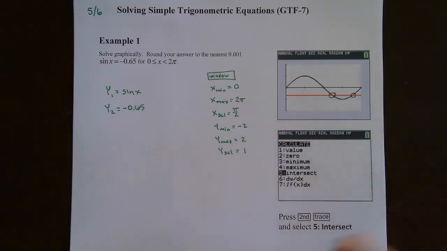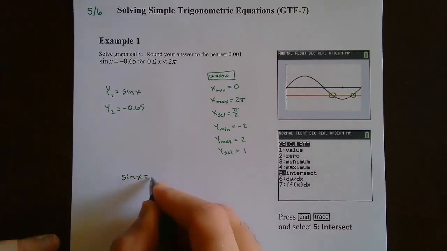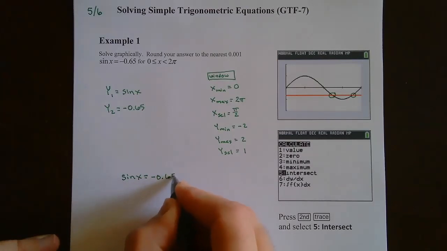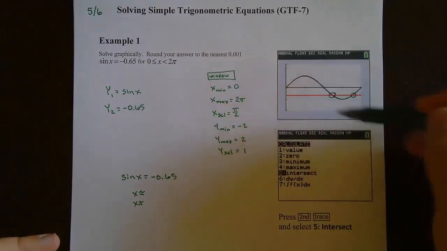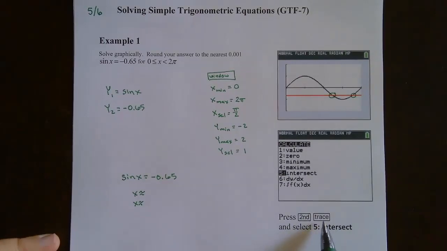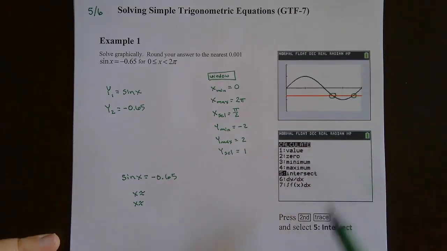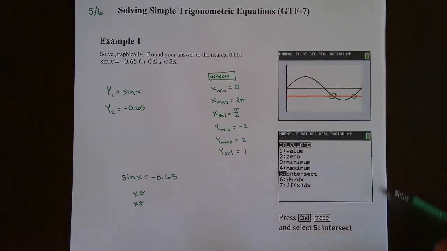All right. When you're solving these, you have to write this up. It's not just about getting the answer. We're solving this equation: sine of x is equal to -0.65. Because of this graph, I know we're going to get two values for our x. Once we get this graph, we hit second, then calc, which is trace, for the calc menu. And then we select number 5, intersect. So we get to this screen by pressing second trace, getting to the calc menu, and selecting the intersect feature.